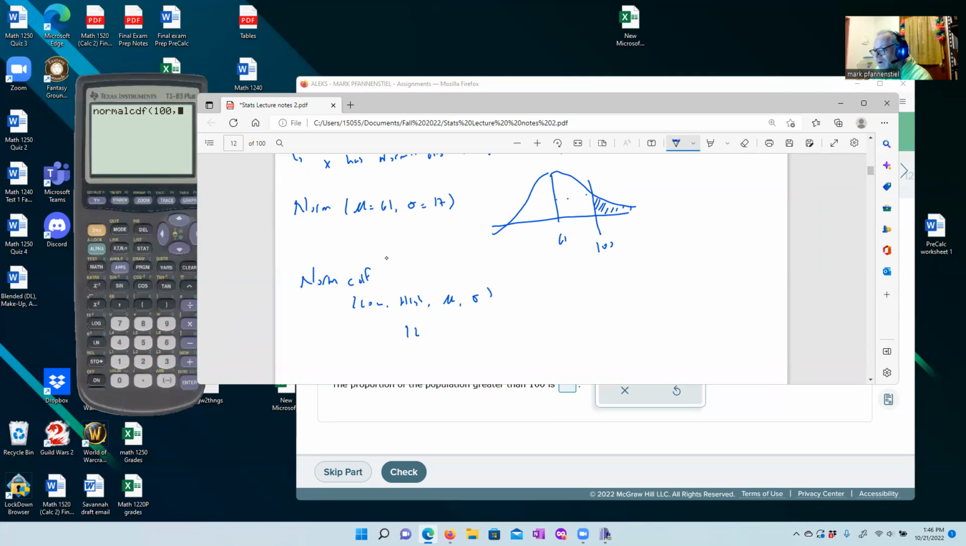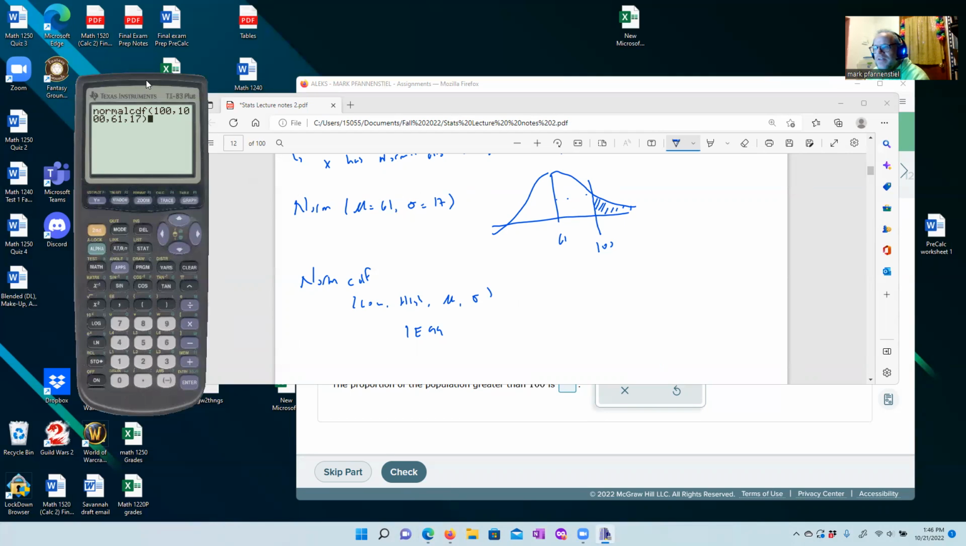The book will always pick 1E99, because that's a one with 99 zeros next to it. You'll never see it, but I'm just going to pick one. I'm going to pick 500. I'll pick 1,000. Okay, so there's 1,000. And then our mean and our standard deviation. So we have 61, and our standard deviation is going to be 17.